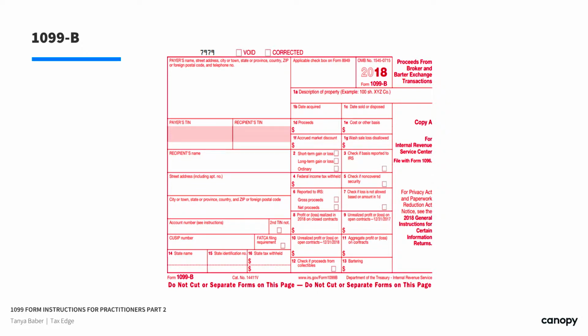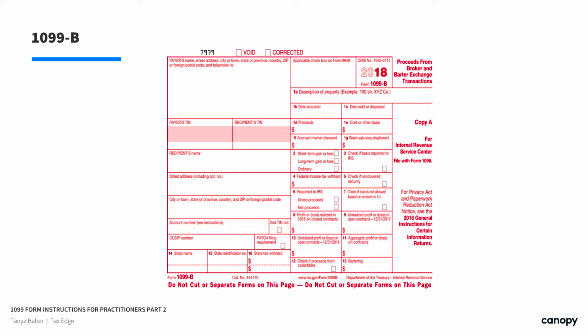If it's reported to the IRS, gross proceeds, net proceeds. If it is a loss not allowed, based on amounts in 1D. So there's a lot of checkboxes that, depending on the investment, most of them will be pretty straightforward for laying out on here. Profit or loss realized in 2018 on closed contracts. Unrealized profit or loss on open contracts through December 31st, 2017. So most of these, just by reading the boxes, you get a feel for what needs to be in there. If it's proceeds from collectibles, bartering, box 13.